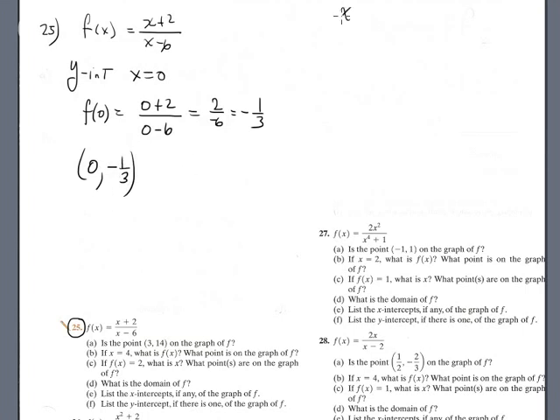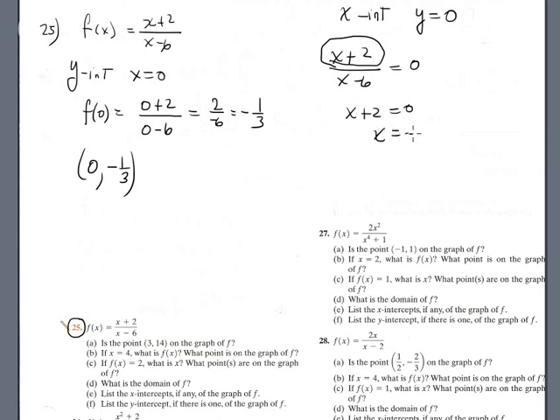And the x-intercept is when the y is 0. So x plus 2 over x minus 6 equal to 0. And when you have a rational expression equal to 0, the only way for it to be 0 is for the top part to be 0. So the equation reduces like that. It's negative 2. So the point is (negative 2, 0). This is the x-intercept, and this is the y-intercept.